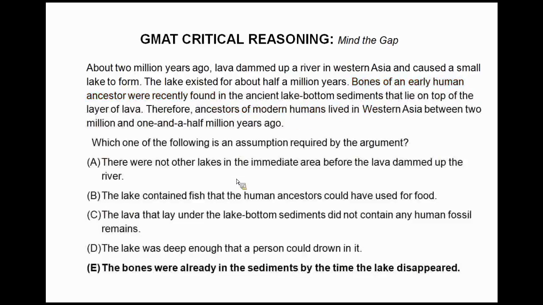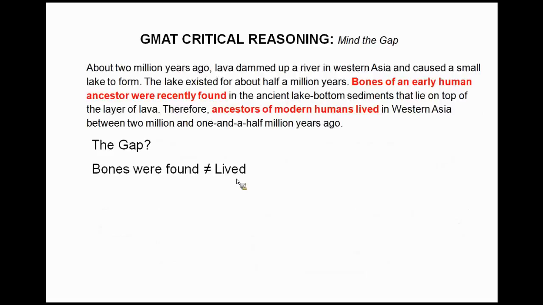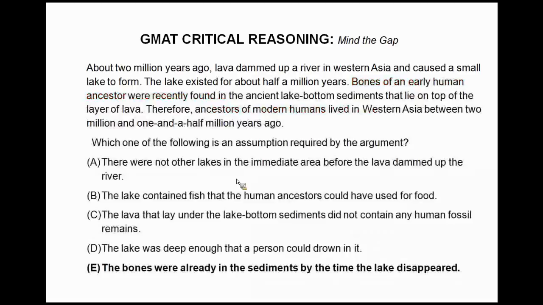Now with that in mind, if we go back, the gap is that the bones being found isn't the same thing as proof that people lived here or at that time. Well, then if we go to answer choice E, that again links the premise and the conclusion. It says that the bones were already in the sediments by the time the lake disappeared. Which means, if you consider the opposite, and a lot of times with these assumption questions, the correct answer isn't necessarily an advancement of your argument. It's a way to protect your argument against, hey, wait a second, I don't know that I knew that before. And you tend to find similar types of logic in data sufficiency questions as well.